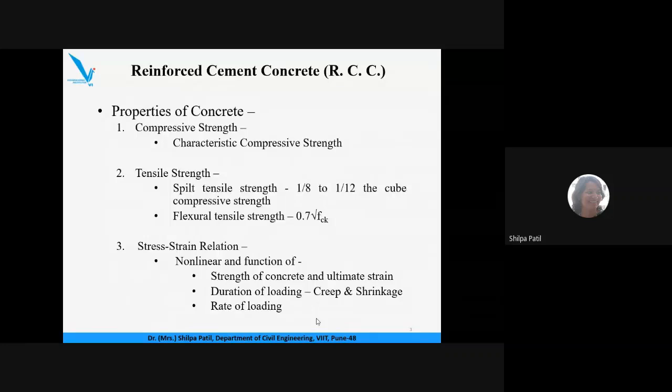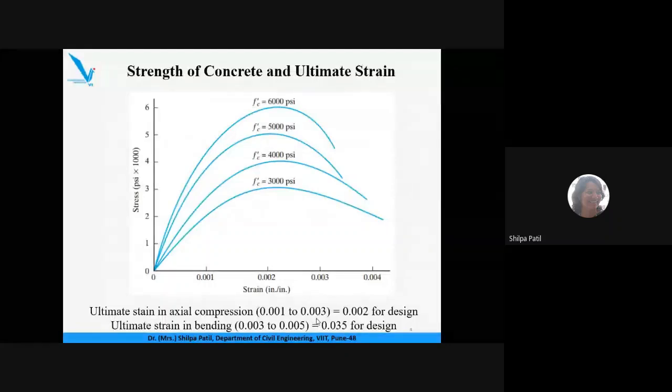We started with the stress strain relation for concrete, and we discussed that the stress strain curve for concrete is non-linear, and it is a function of three important parameters. First is the strength of concrete and ultimate strain. Second is the duration of loading, and third is the rate of loading. I will go into detail on all of these. This is the stress strain curve.